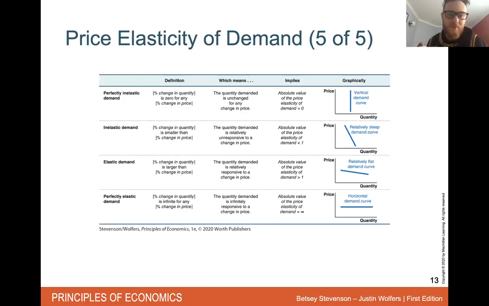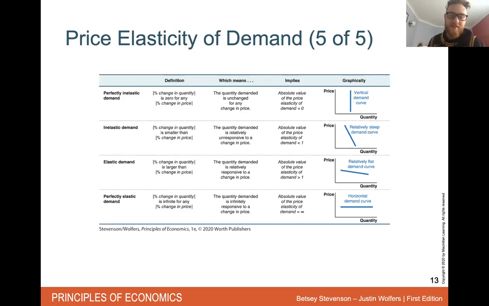Inelastic demand: the percent change in quantity is smaller than the percent change in price. So the quantity demanded is relatively unresponsive to a change in price. The absolute value of the price elasticity of demand is less than 1. Over here, you've got your nice steep demand curve, which we just went through on the previous slide.